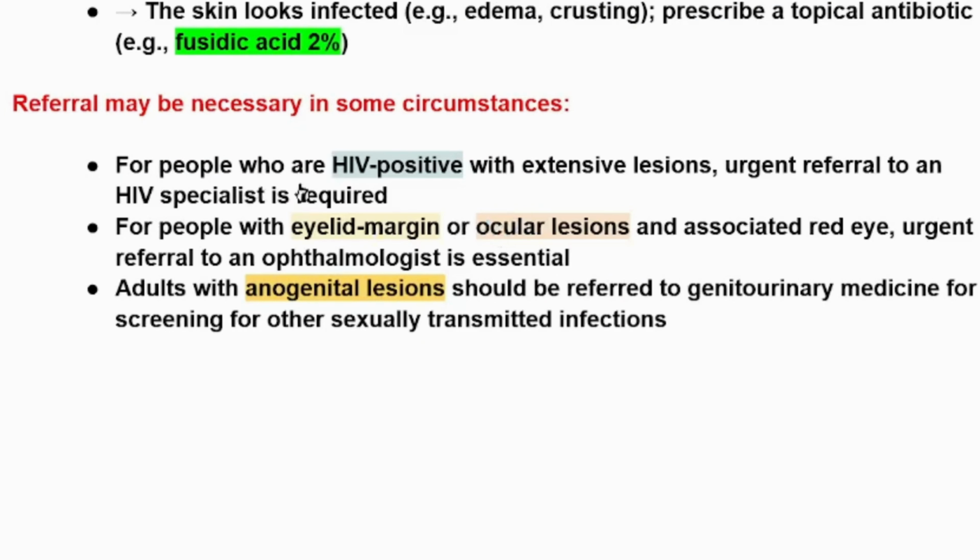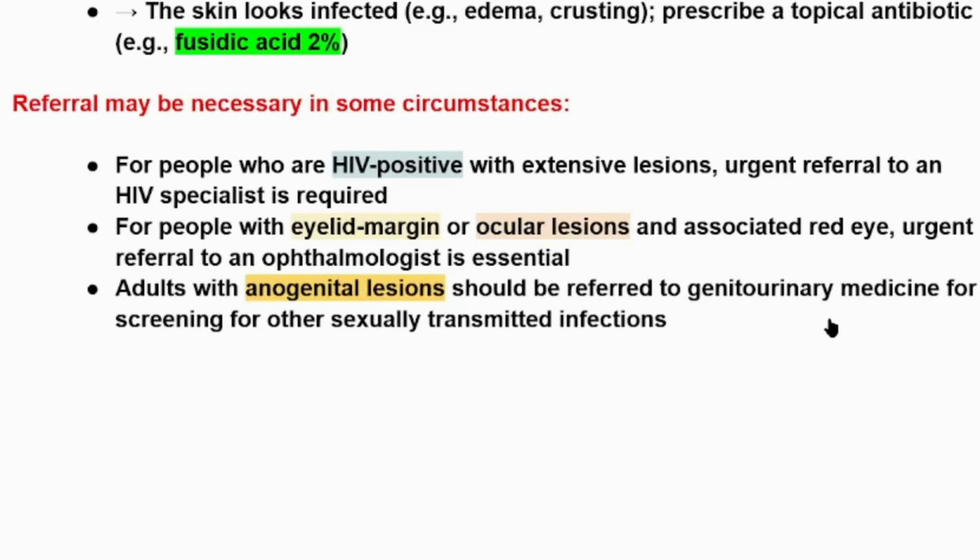For example, for people who are HIV positive with extensive lesions, urgent referral to an HIV specialist is required. For people with eyelid margin or ocular lesions and associated red eye, urgent referral to an ophthalmologist is essential. Adults with genital lesions should be referred to genitourinary medicine for screening for other sexually transmitted infections.